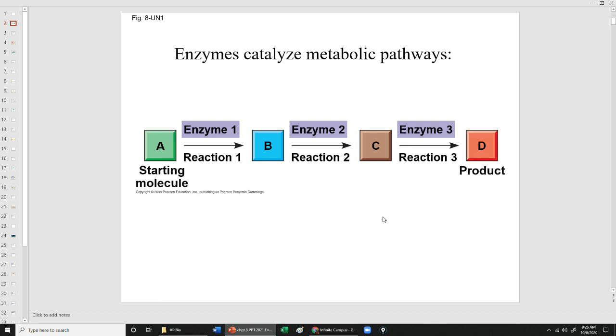So here we have a hypothetical metabolic pathway. This could be, for example, the synthesis of a certain amino acid. Frequently, that's a multi-step process where you start with a precursor, the starting molecule, and you go through a bunch of different intermediates. Here we have 4 different points that it goes through. It could be more than that in real life for a real scenario.